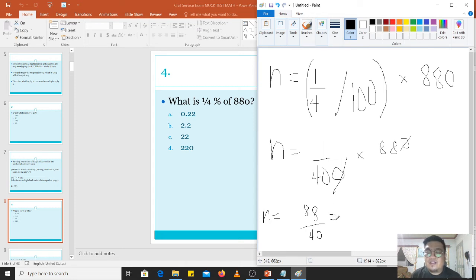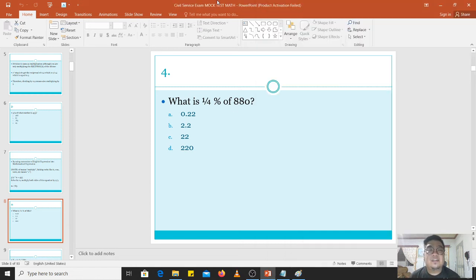Yung 88 tsaka 40, pwede nating i-simplify pa. No? Kung mapapansin ninyo sa mga choices, may 0.22, 2.2, 22, 220. Most likely, yung 220 hindi na pwede maging answer kasi 88 lang ang number natin. Tapos, di-divide mo pa ng 40. Yung 22, kung sanang wala yung 0, 88 divided by 4 lang, it's 22, di ba? Kaya lang may 0 pa tayo dito. So, magdi-divide pa tayo ng 10 sa 22. Yung 22, pag di-divide nyo ng 10, lalagay nyo lang siya ng decimal point dito. So, ang answer natin is 2.2.